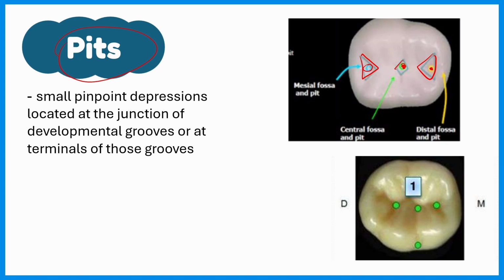And this diamond shaped thing is the central fossa. This green thing is what we call a central pit. That's a distal pit, central pit, mesial pit. That's a buccal pit. So it's just a pinpoint depression.